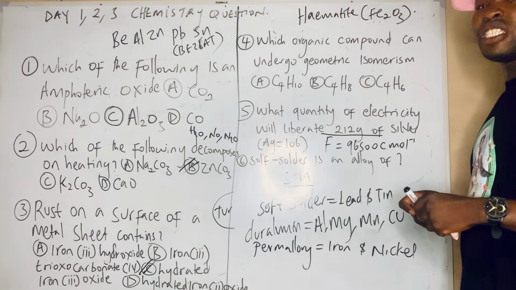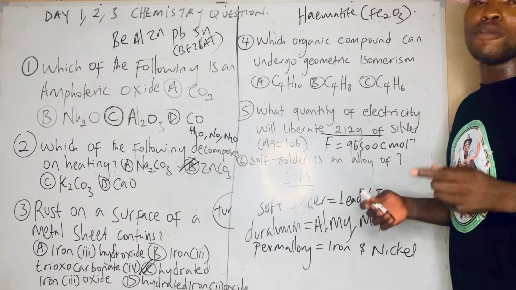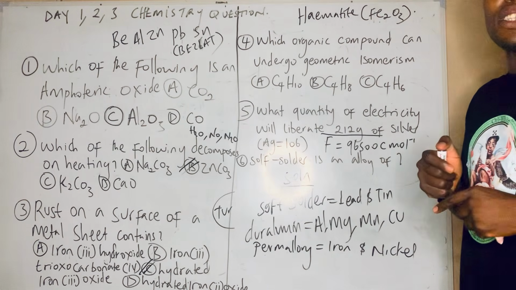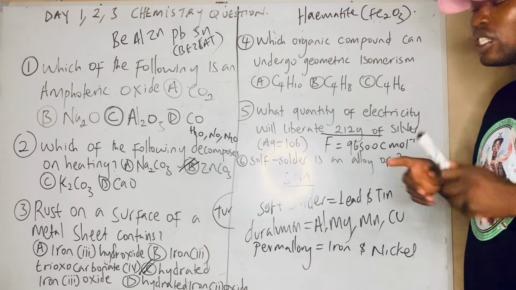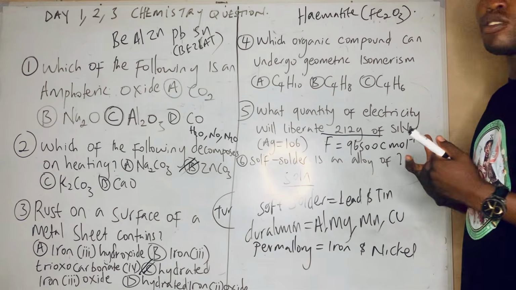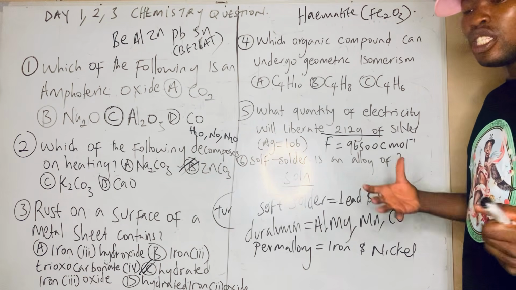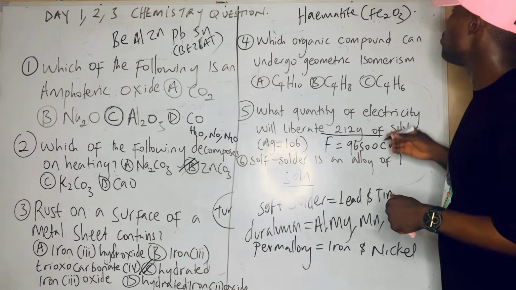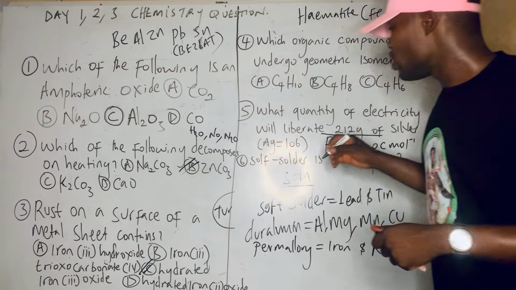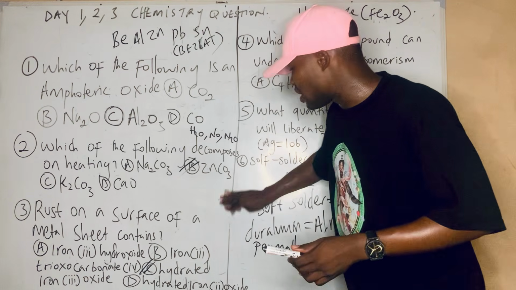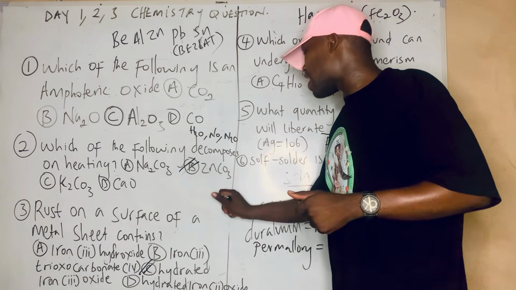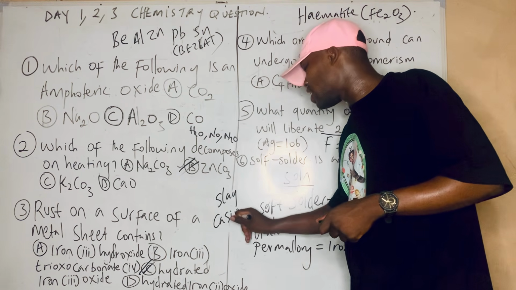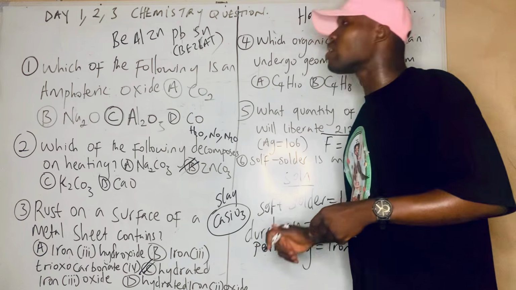The main reducing agent in the blast furnace is coke. The earthy impurity in the blast furnace is removed using limestone. The earthy impurity is removed as slag. Slag is a compound, so write it here. Slag is a compound called CaSiO3. So this is slag, everybody.